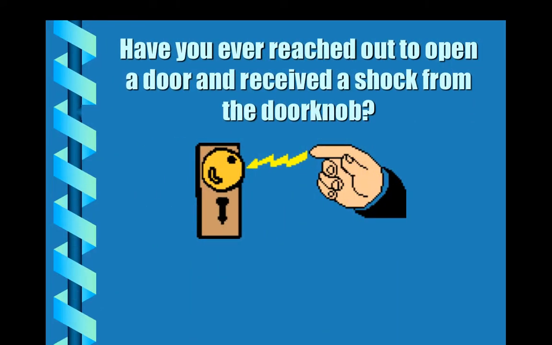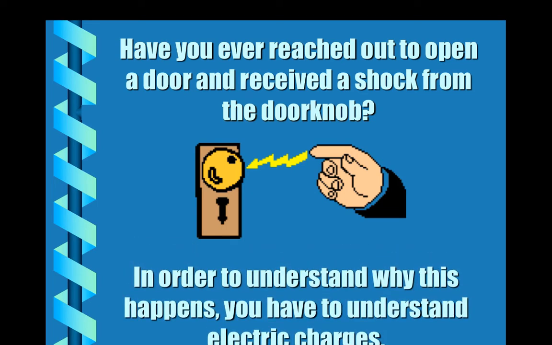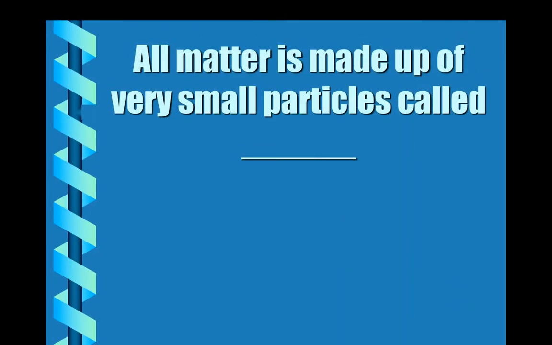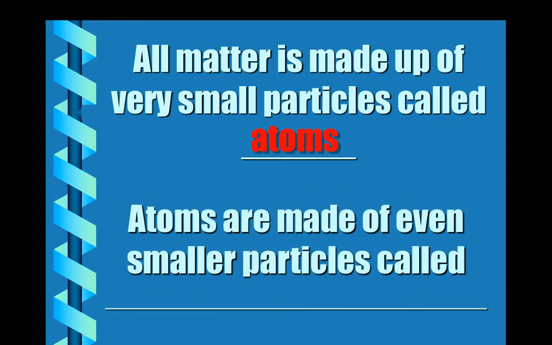We have all done this where you reached out and you got a shock from the doorknob. So, what was that all about? In order to understand this, we got to understand a little bit about electrical charges. So, some things we know, so you don't have to write this down because we did this in our chemistry unit, but all matter is made up of small particles called atoms. Inside of an atom, we have three subatomic particles, or slightly smaller particles: protons, neutrons, and electrons.